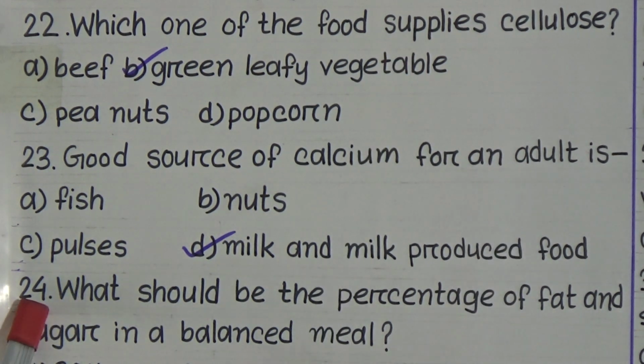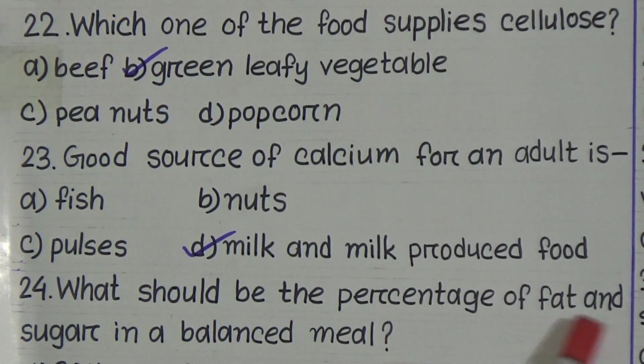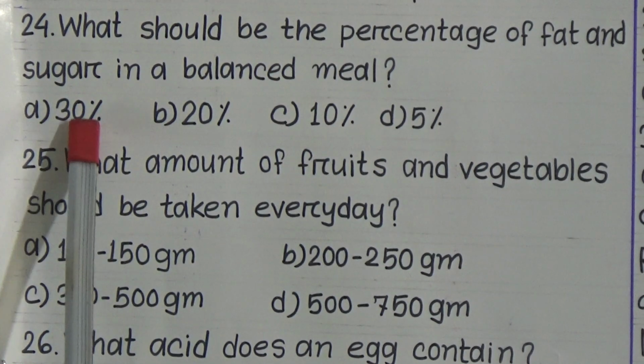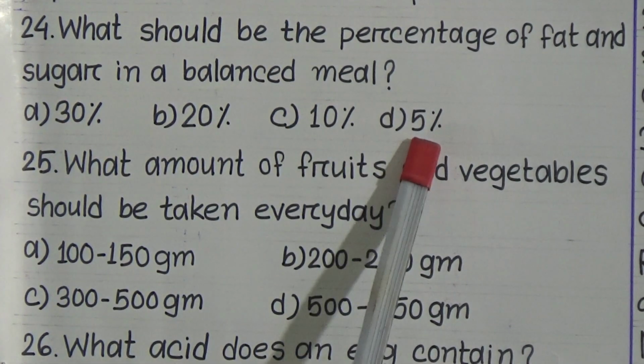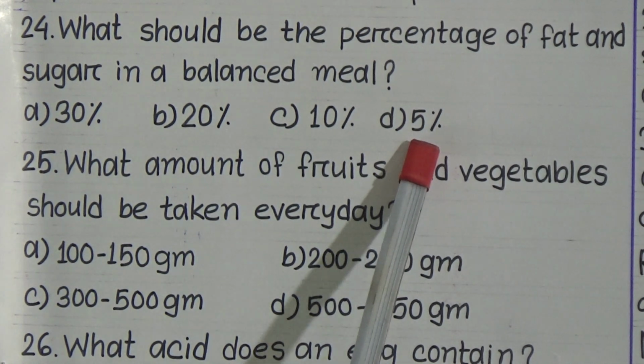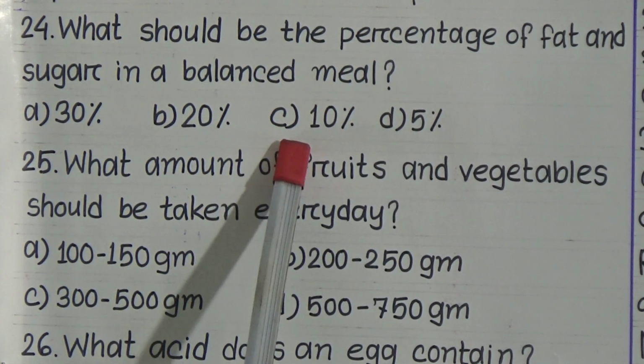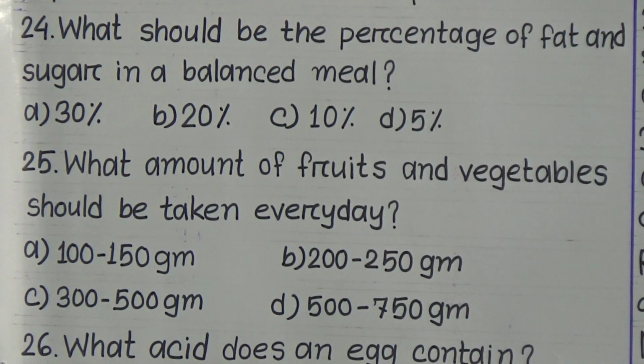Now question number 24. What should be the percentage of fat and sugar in a balanced meal? 30%, 20%, 10%, 5%. So here our answer will be option C, 10%.